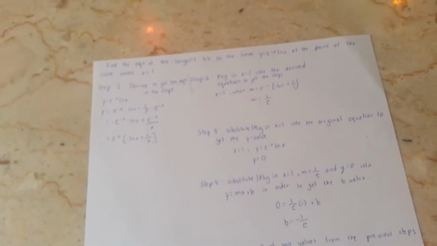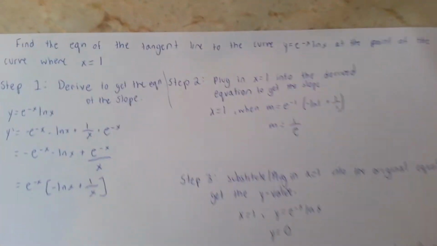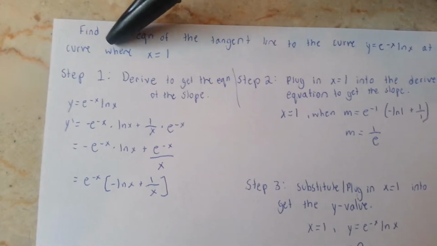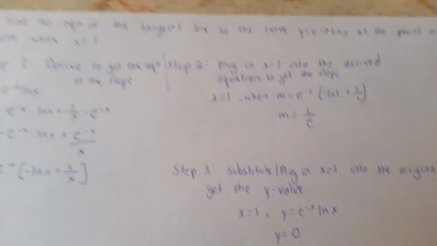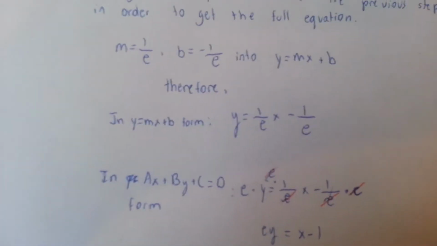Adriana, and I'm currently enrolled in the grade 12 Calculus and Vectors course, and I'm going to teach you how to do a calculus question. The question asks, find the equation of the tangent line to the curve y is equal to e to the negative x ln of x at the point of the curve where x is equal to 1. So basically we have to use all this information and turn it into this. But how do we get to that?